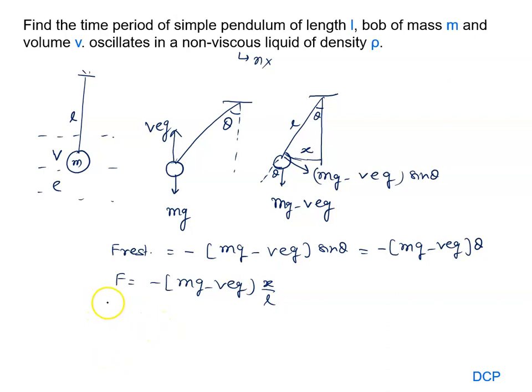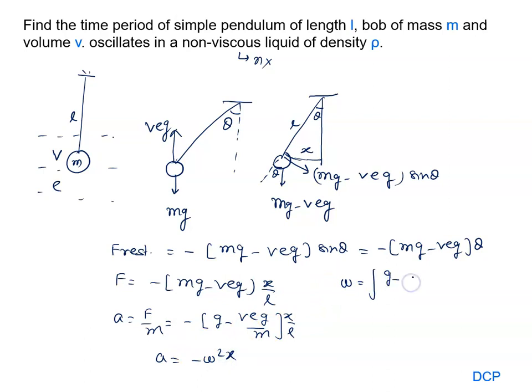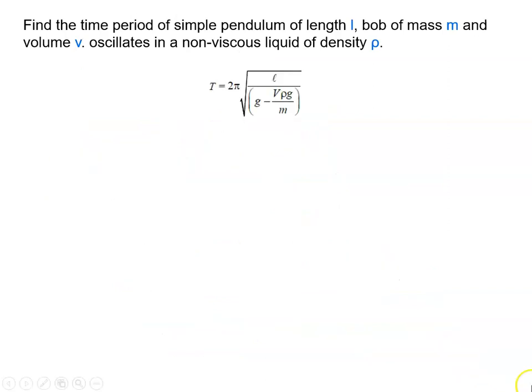Now what is the acceleration acting on the system? Acceleration is given by F by m. So we calculate a equals minus (g minus V rho g upon m) into x by L. We compare with the standard equation, a equals minus omega square x. We get the value of omega, that is root of (g minus V rho g upon m) upon L. We put T equal to 2 pi by omega. It is given by 2 pi root L upon (g minus V rho g upon m). So the right answer of this problem will be 2 pi root L upon (g minus V rho g by m).